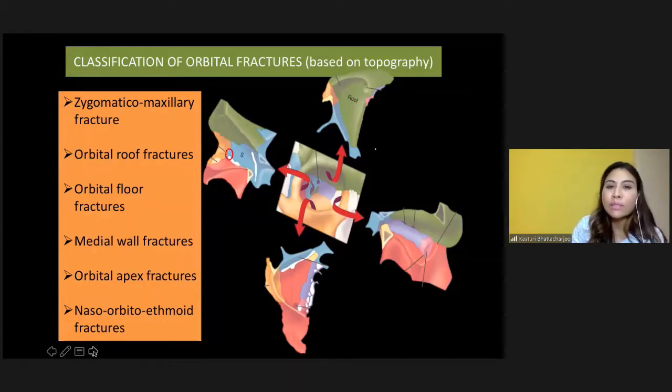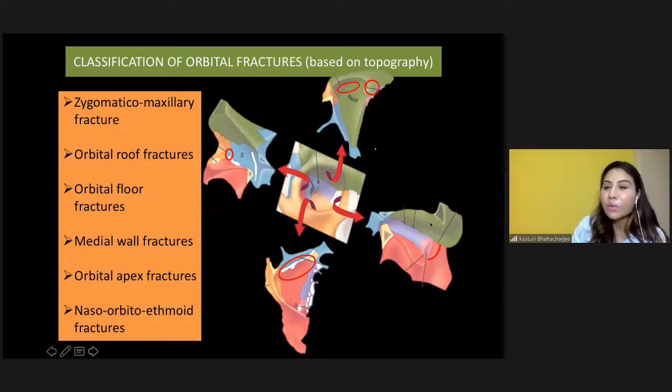So next, let us go to another classification, which is a topographical classification. Here comes the ZMC fracture, which I have already mentioned, but you see there's a very important structure here, that is Whitnall's tubercle, where you get the attachment of the lateral canthal tendon, and any distortion, breakage or fracture involving Whitnall's tubercle leads to lateral canthal dystopia. Then the next, orbital roof fracture, which I had already mentioned, you have the lacrimal fossa and the trochlear fossa. You should be very careful of these structures. Then the floor, you have the inferior orbital fissure along with the infraorbital groove and also the canal.